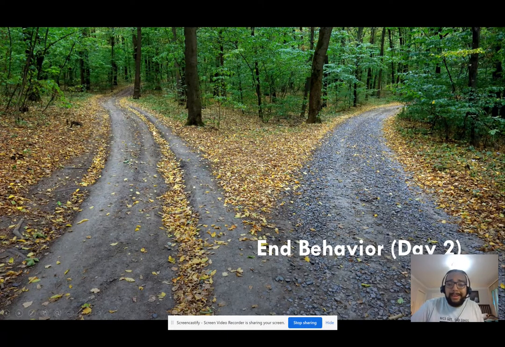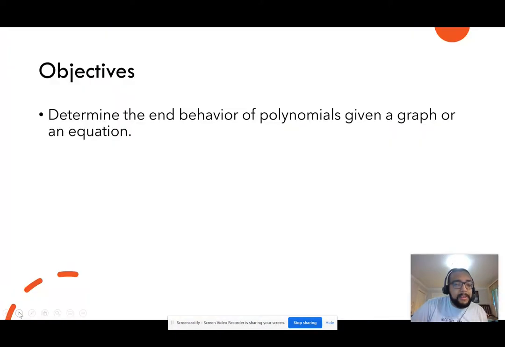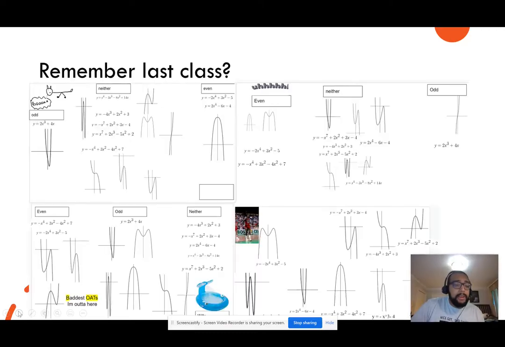I don't know what this background is, but today our objective is just to determine the end behavior of polynomials, given a graph or an equation. So if I give you a graph or an equation, I want you to be able to determine the end behavior. Now, a little recap again.